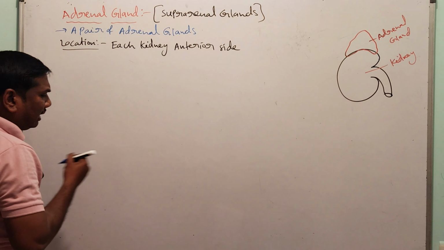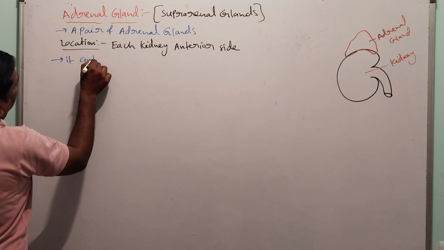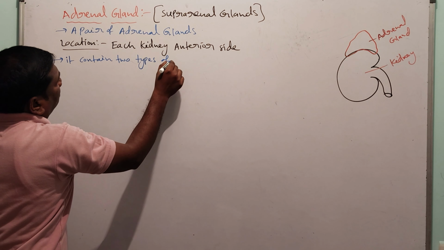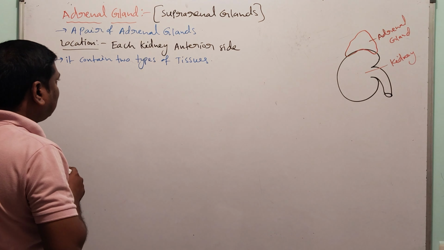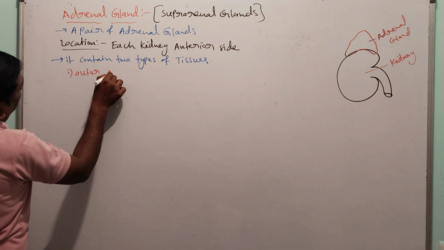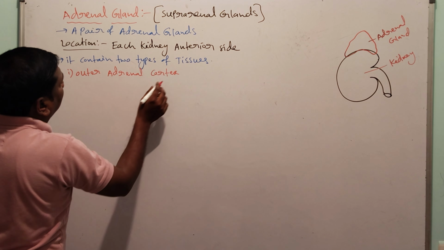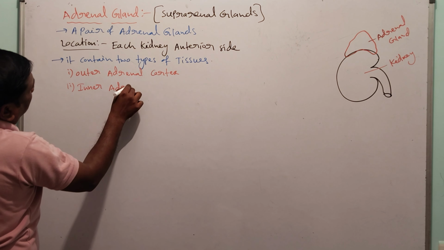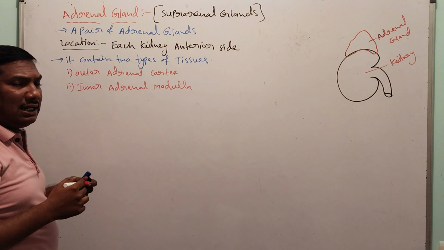Next, the adrenal gland is divided into two types of tissue. The adrenal gland contains two types of tissues: one is the outer adrenal cortex, and the other is the inner adrenal medulla.